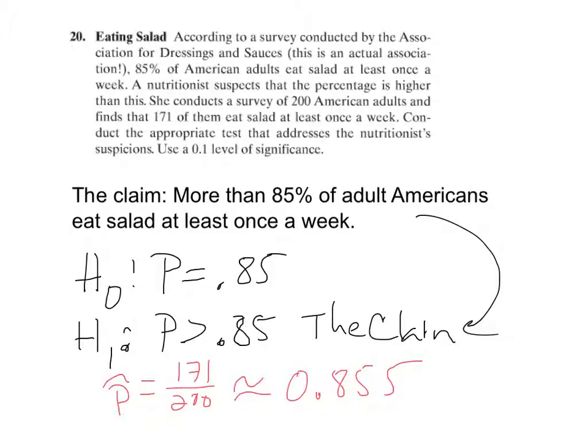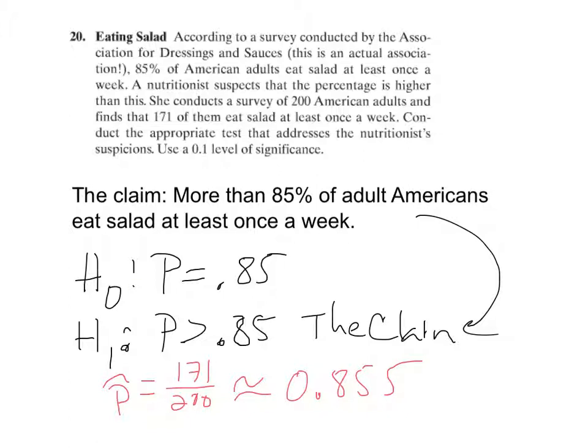But in this situation, since you're trying to see if more than 85% of people eat salad once a week, I'm going to use H1 as being the claim, that it's greater than 85. And H0 will be if that's not true. Okay? So that's the null hypothesis.